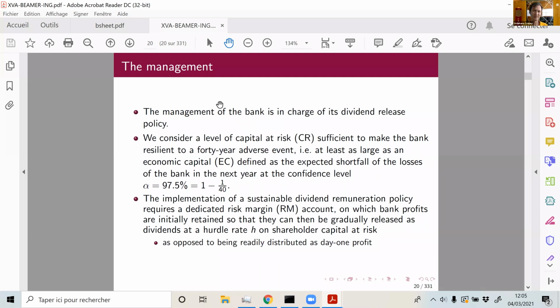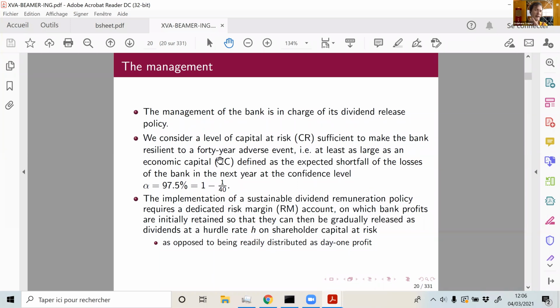Okay, and I already said what the management is doing. I'm just adding here that in our setup, economic capital will be modeled as an expected shortfall at a level of 97.5%, which is 1 minus 1 over 40, of the losses of the bank over the next year, dynamically in time. And the 1 minus 1 over 40 means that you can interpret this economic capital as the safety cushion which is required so that the bank will successfully address a 40-yearly adverse year.